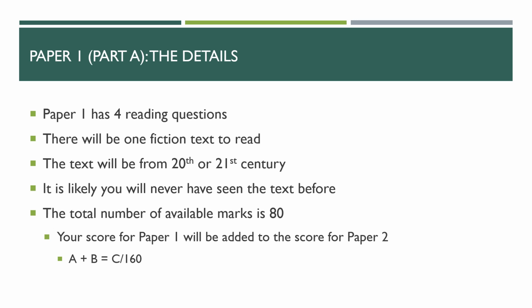This is equal to the number of marks available in Paper 2, which then means that they combine your mark out of 80 for Paper 1 and Paper 2, and then they reach a score out of 160.